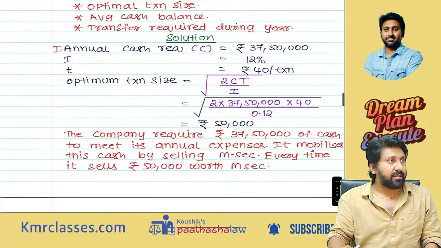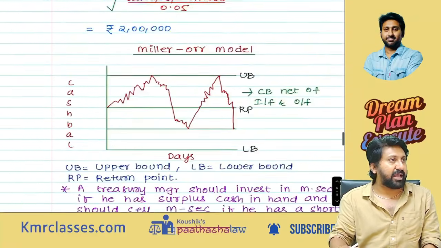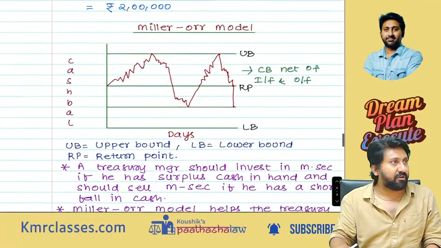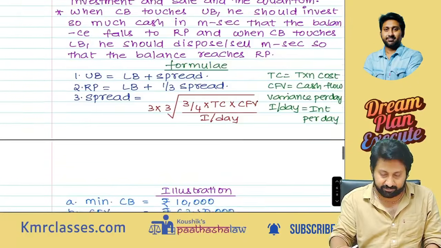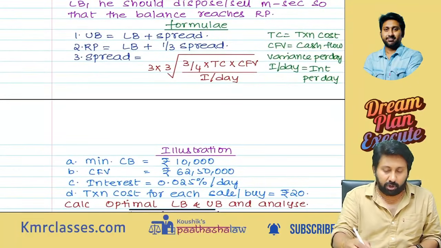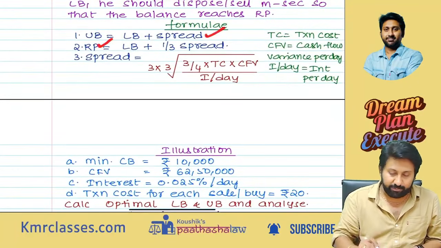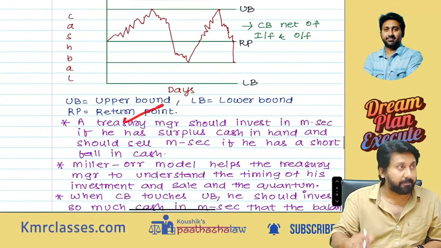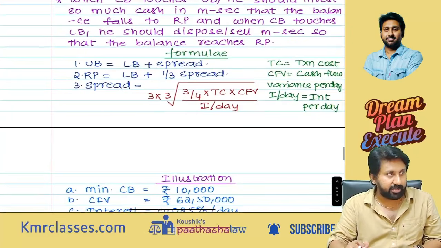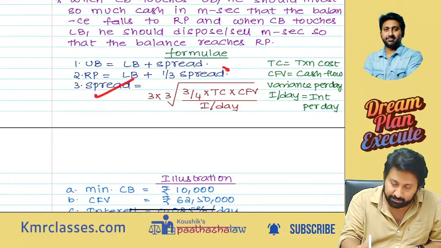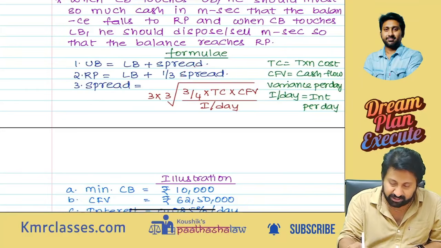Next one. There is another model called the Miller-Orr model. For this, there are some formulae. Let us see what they are. Upper bound equals lower bound plus spread. RP, here I have given clearly. Return point equals lower bound plus 1/3 of spread. Spread means 3 into this; you have to mug up here.